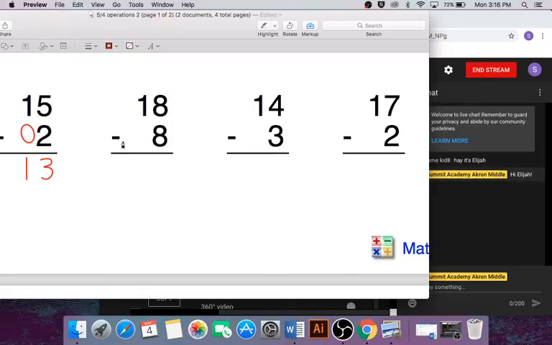Next problem, we have 18 minus 8. We're going to start on the right with 8 minus 8. 8 minus 8 is 0. When we move over, we have 1 minus 0. 1 minus 0 is 1. So our answer is 10.